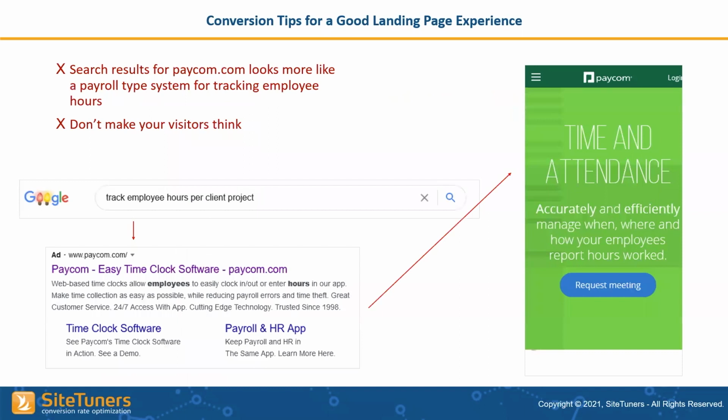Here's another example. We were searching for track employees hours per client project. Well, we're an agency, so this is the kind of thing that we do, right? So, Paycom, easy time clock software. The ad says what it does, right? But when I land on it, it feels more like a payroll system versus what I was originally looking for. So this is causing me to ask the question, am I in the right place? I'm not really sure I'm in the right place. And when you confuse people like that, what do they do? They bounce because this is just frustrating to them, okay?